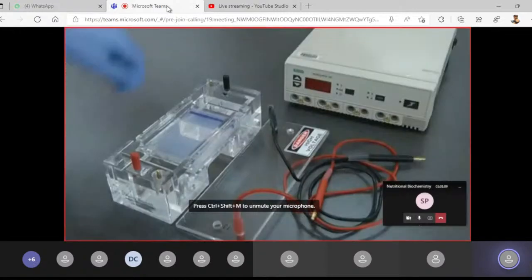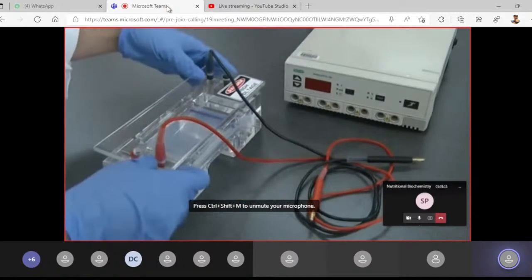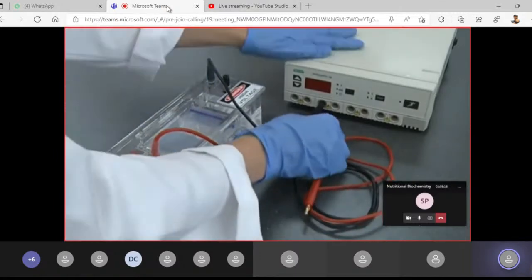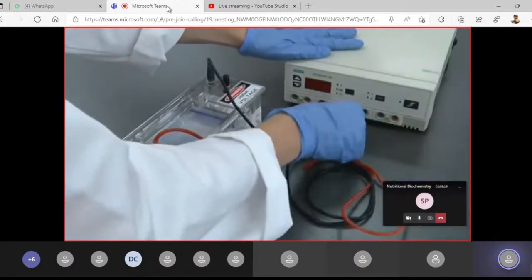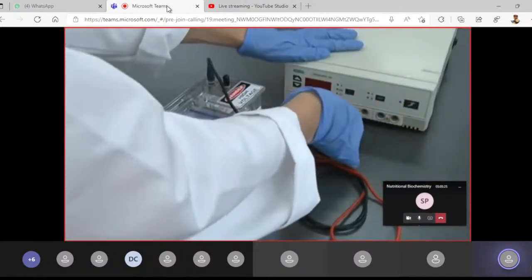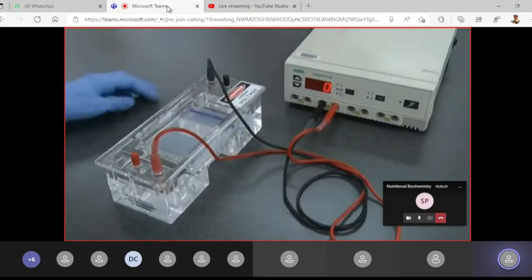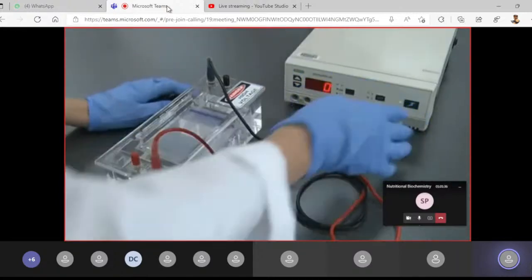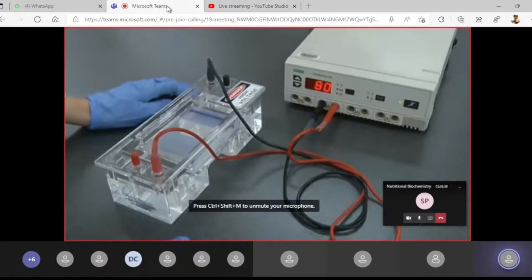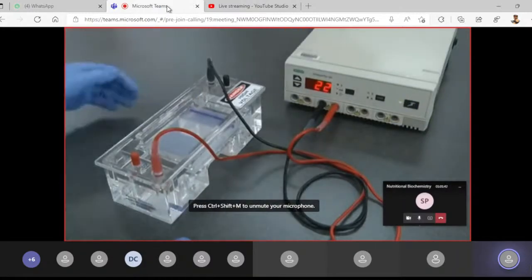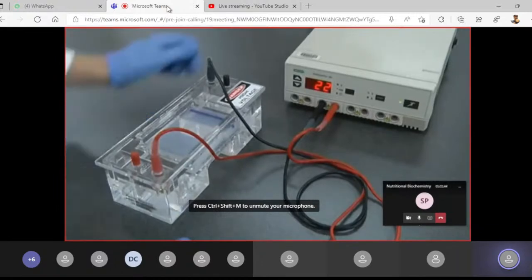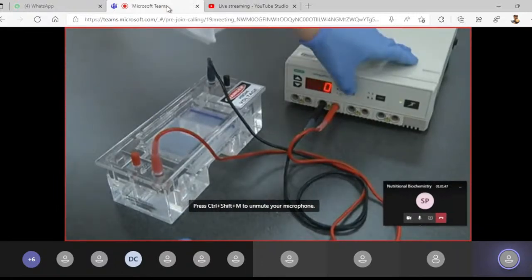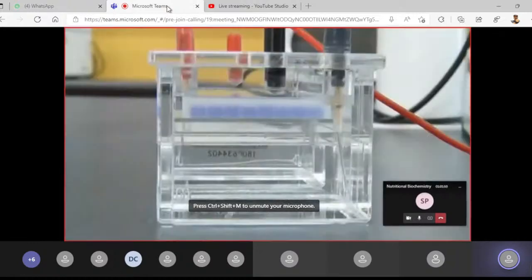Place the cover on the gel tank and plug it into the power supply. Set the appropriate voltage on the power supply and begin the run. You should be able to observe current on the power supply, and also see bubble formation on the electrodes.